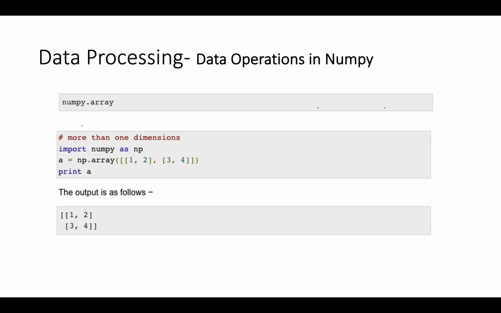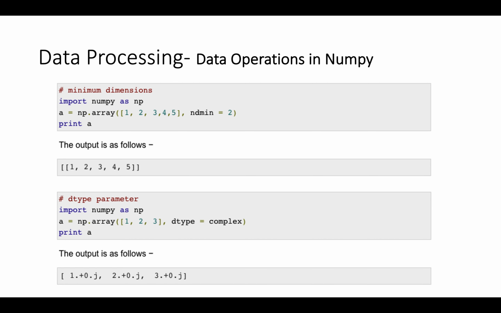Based on the N-dimensional array, the ndarray, you create a new array with a function in NumPy. You can follow the Python code. This is a NumPy array with more than one dimension. First we import NumPy as np, and using np.array we create a one-dimensional array. You can see the output here.